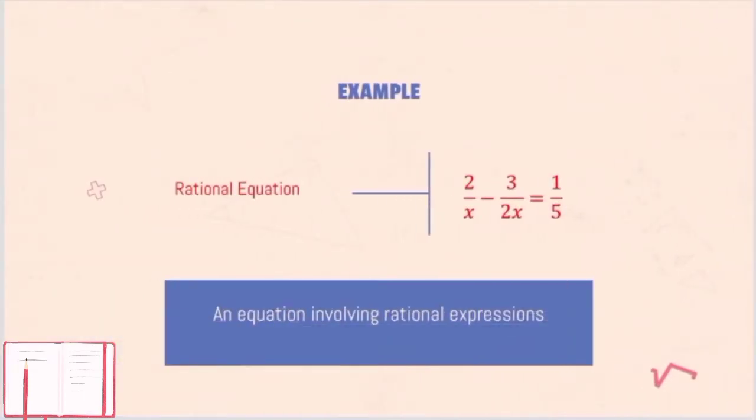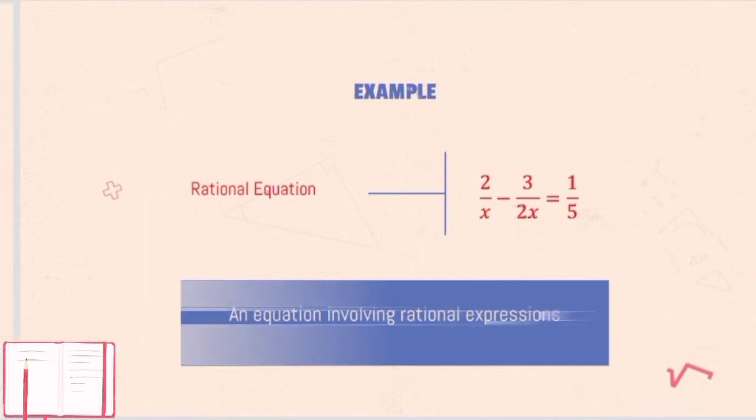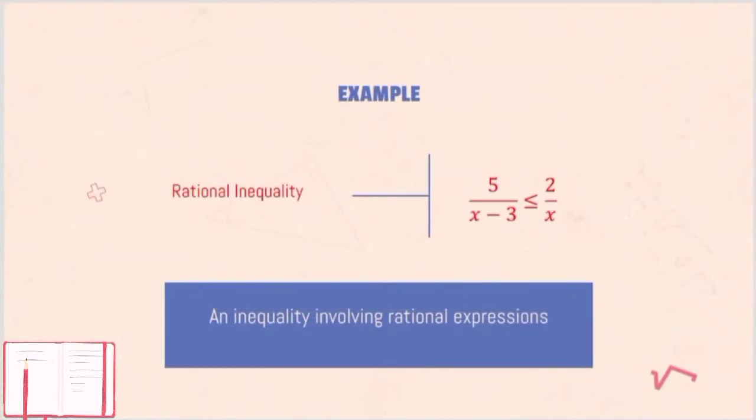Here's an example of a rational equation. 2 over x minus 3 over 2x is equal to 1/5. Take note that a rational equation has an equal sign. Here's an example of a rational inequality. 5 over x minus 3 is less than or equal to 2 over x. As you can see, there is a presence of an inequality symbol. So this could also be greater than, less than, or greater than or equal to.